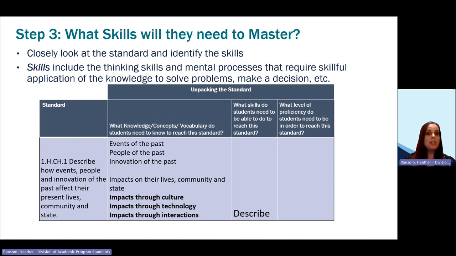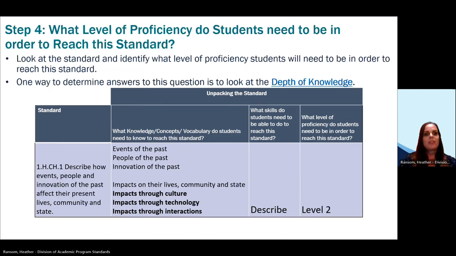Step three is what skills will they need to master? So here you're going to look at your standard and identify the skills that are found within that standard. And so here you can see the verb is describe. And so describe is the skill that students will need in order to successfully demonstrate their knowledge of the standard. And finally, step four, what level of proficiency do students need to be at in order to reach the standard? So describe is going to be in that depth of knowledge as a level two.